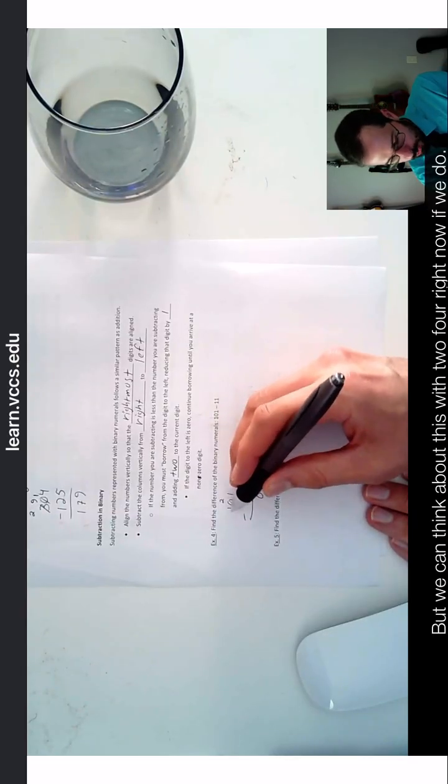I'm going to write it as 2 instead, just so my brain can think about it. The technical way to do this would be to write it as 1, 0 and then subtract 1, but we can think about this with 2 for right now. I borrowed from here, which means I have nothing left over. If I take away from that 1, it just ends up with 0. I converted that thing here. I got a 2 minus a 1, which is going to be equal to 1.